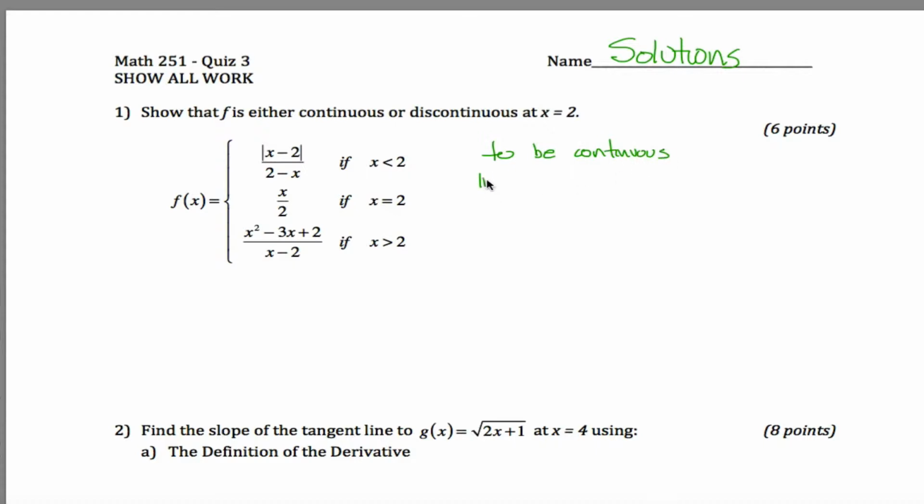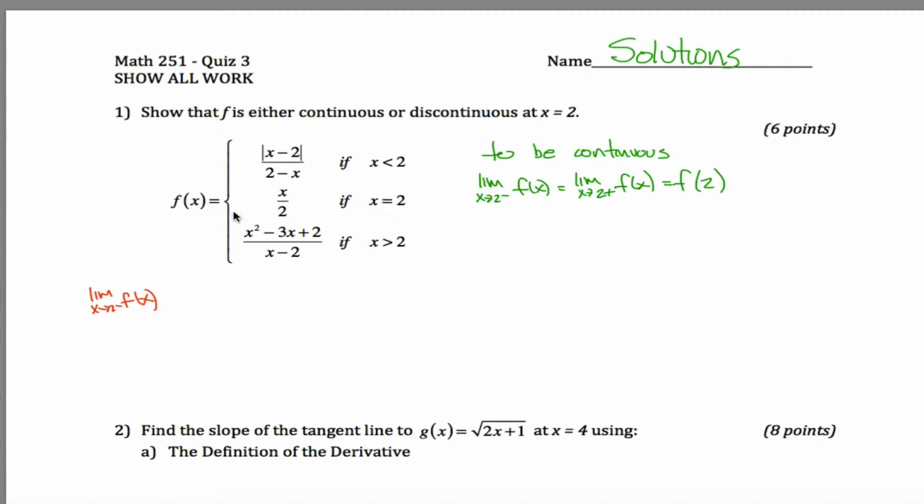we need the limit as x approaches 2 from the negative side of f of x to be the exact same as the limit as x approaches 2 from the positive side of f of x, and those two things have to be the exact same as f of 2. So really we got three different problems to work out. First, the limit as x approaches 2 from the negative side of f of x.